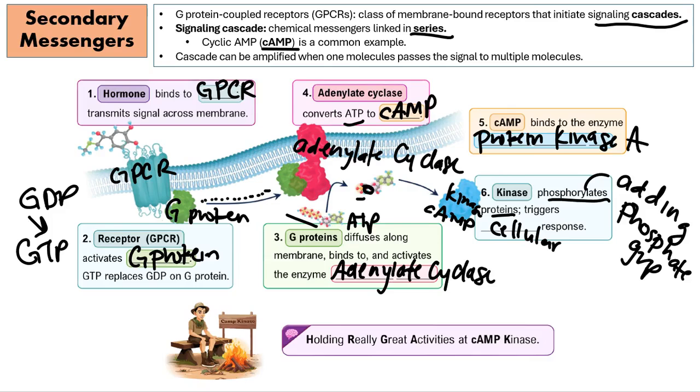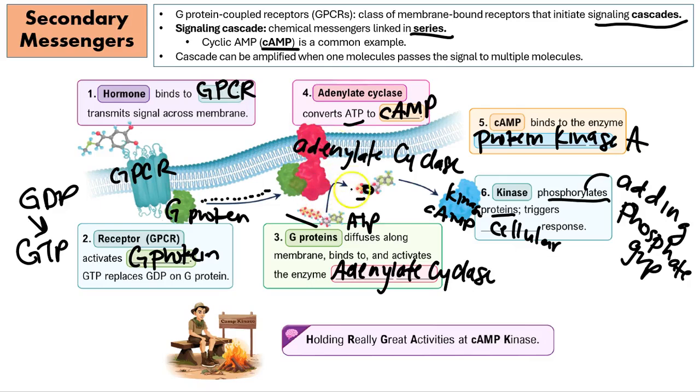Look at this again. A hormone, which again is an amino acid-based hormone, like epinephrine, is going to bind to a receptor on the outside of the cell. So it's going to bind to a GPCR receptor. Now the GPCR receptor is coupled with the G protein. So once the hormone binds to it, it's going to activate that G protein. And it's going to replace GDP with GTP. So it's essentially giving the G protein energy so that it can diffuse along the membrane and bind to this large enzyme called adenylate cyclase.